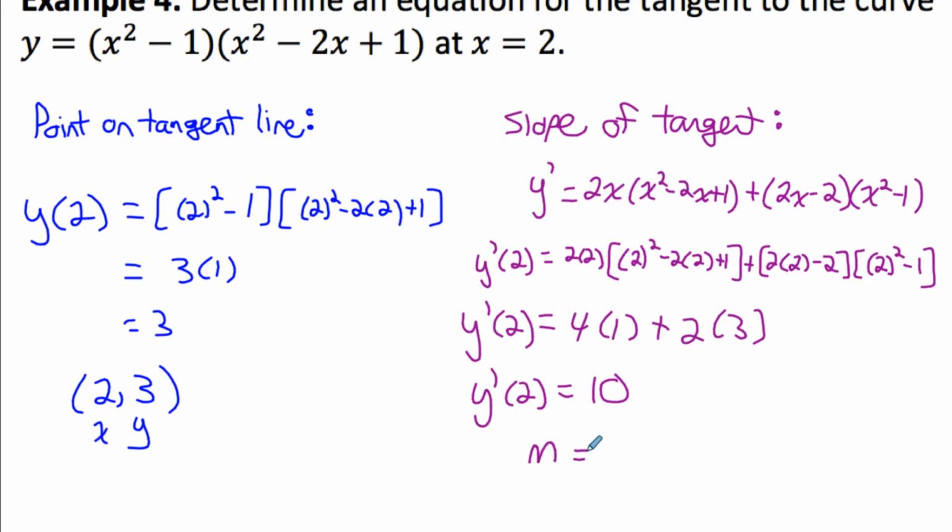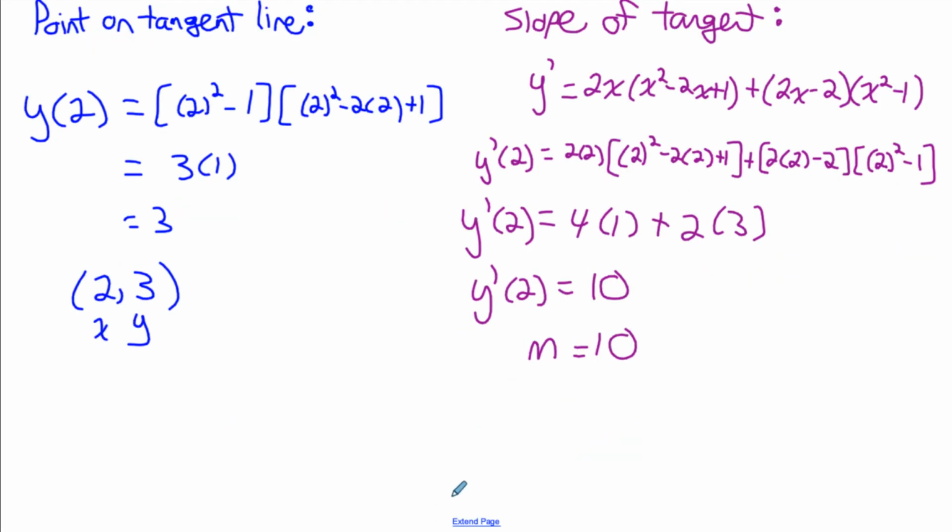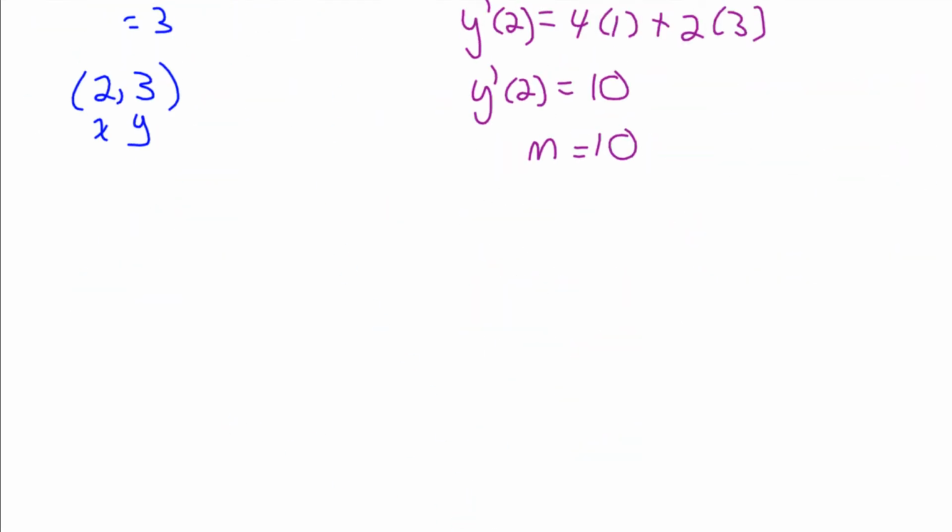So our m value is 10. We can now write the equation of the tangent line. Because we have 3 pieces of information in our y equals mx plus b formula, we can solve for b.